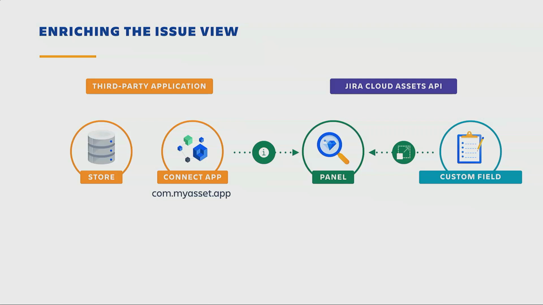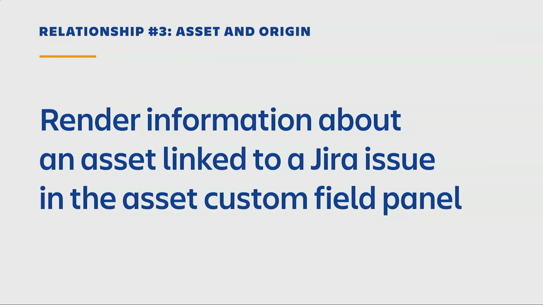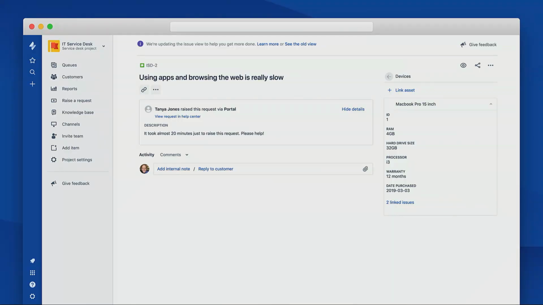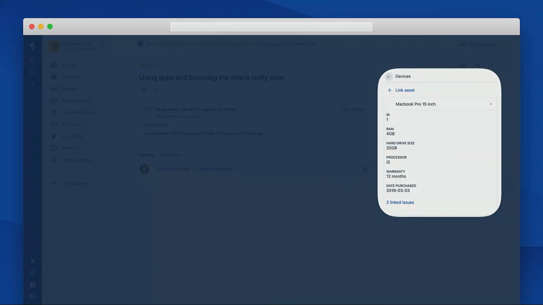But this really allows you to do something fantastic, which is render whatever information you want to show about an asset that is linked to a Jira issue within this custom field panel in the glance. Any information is completely under your control. Whatever makes sense for people using your integration, you can show. And for the use case, we saw some pretty cool things. So to refresh, this is the Jira issue view, and on the right-hand side here is where the custom field and the glance show up.